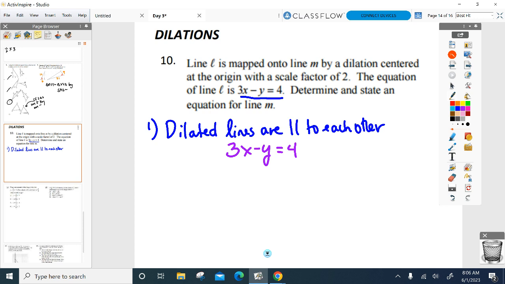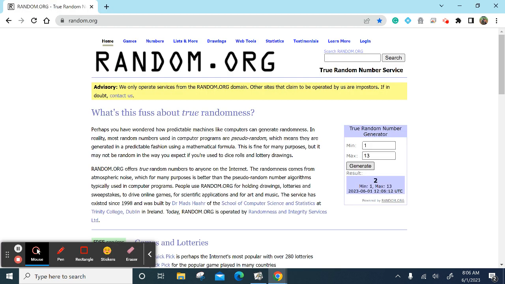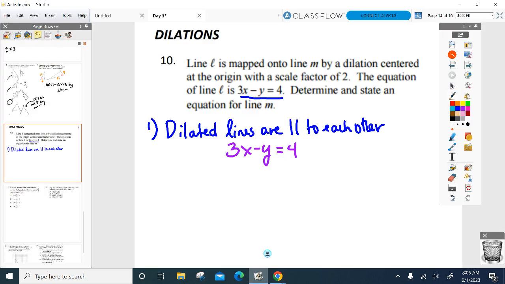What's the first step here to get it into y equals form? We've gone over a couple of these now. First step to get into y equals form. I want to get y by itself. Got to move a couple things over. Subtract 3x. All right, let's move it over. Negative y equals negative 3x plus 4.